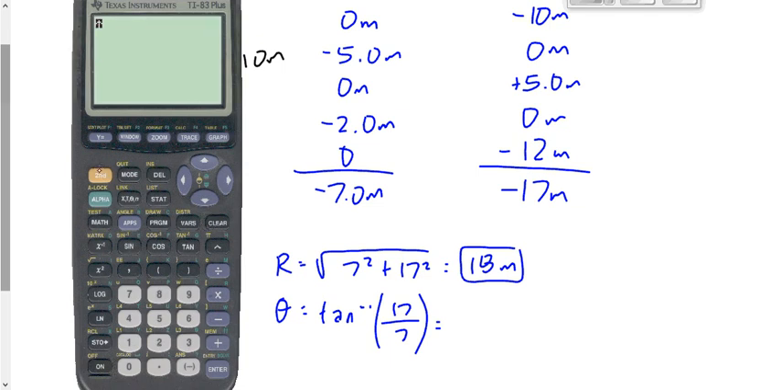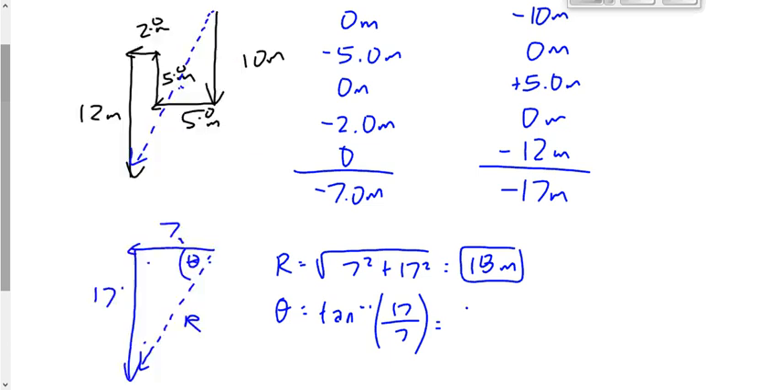So the inverse tan, second function tan of 17 divided by 7 gives me a value of 68 degrees. Now we're going to say that's 68 degrees, what of what?